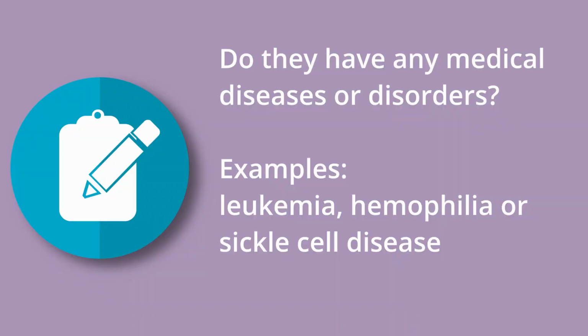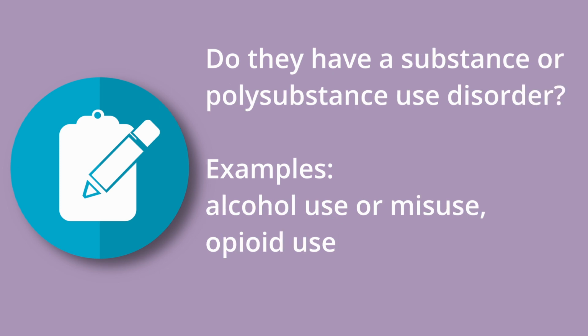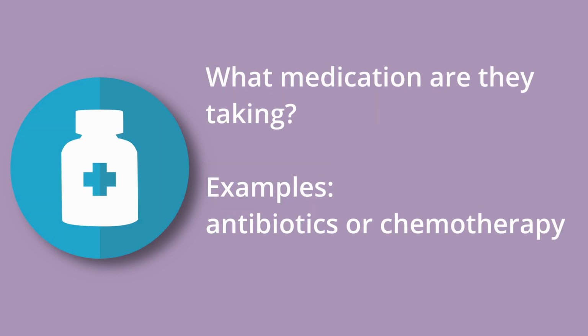That may mean looking at the patient's history, their current medications, why they are visiting or getting this blood work done, and their current and historical blood results. So, patient history. This can include seeing if they have any medical diseases or disorders such as leukemia, hemophilia, or sickle cell disease. Do they have a history of alcohol use or misuse? Do they have a substance use disorder such as opioid use or even a polysubstance use disorder? What medication were they on or currently taking? Are they on antibiotics or chemotherapy?